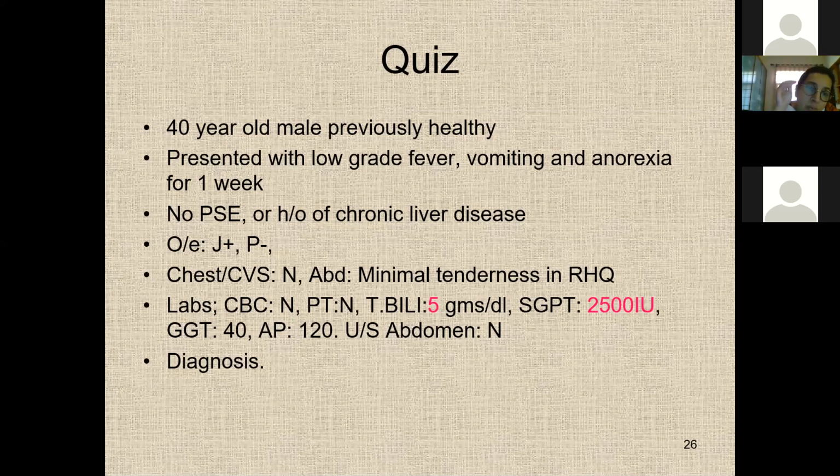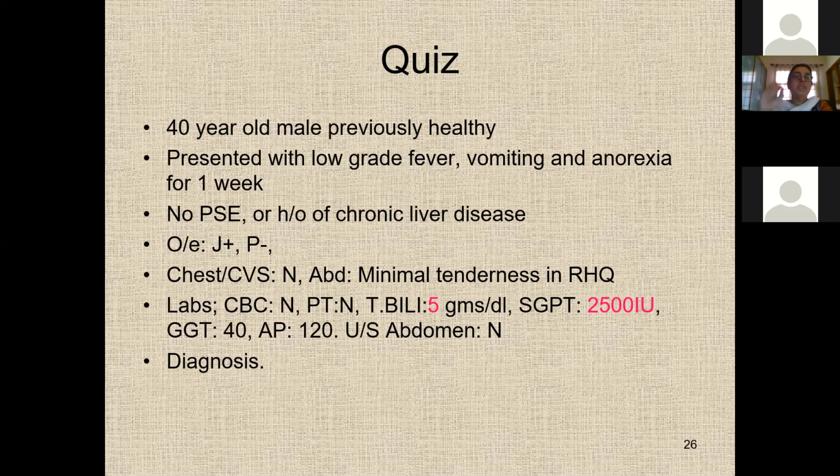Then you have to do viral serology: hepatitis B, hepatitis C, hepatitis A, hepatitis E. And if those are normal, then you have to think whether it's drug induced, whether he started any drug, or you have to poke further into the history for any substance abuse or anything like that.